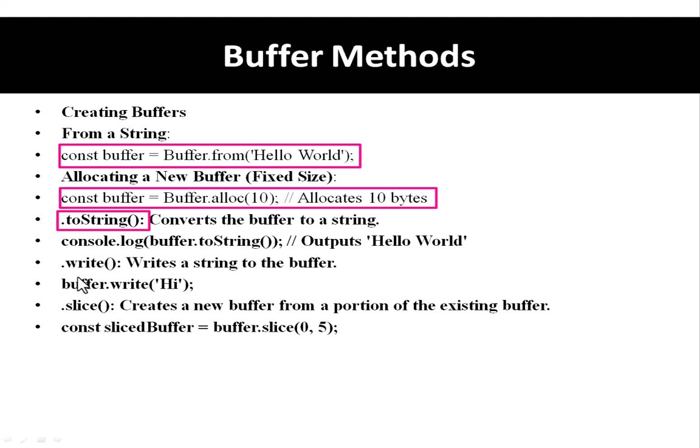Next, slice. What is slice going to do? It creates a buffer from a portion of the existing buffer. For example, 0 to 5. Starting from index 0 to 5, it is going to slice the buffer, whatever text you have specified.